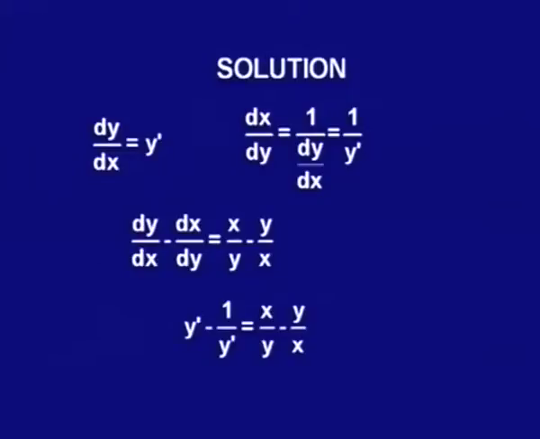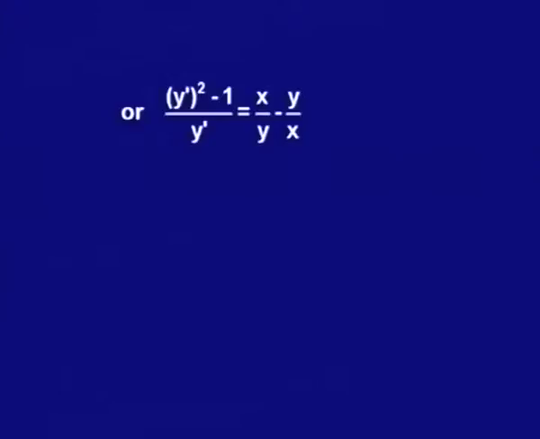Now, let us simplify it a little bit more. So, what we do get, y dash square minus 1 upon y dash is equal to x upon y minus y upon x.